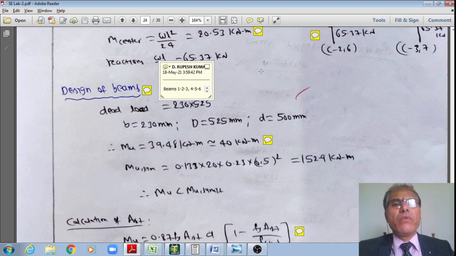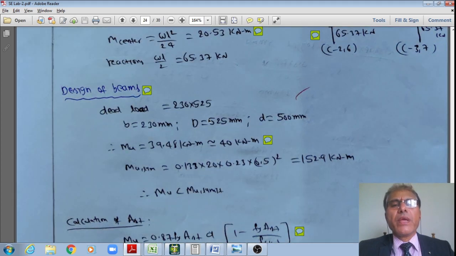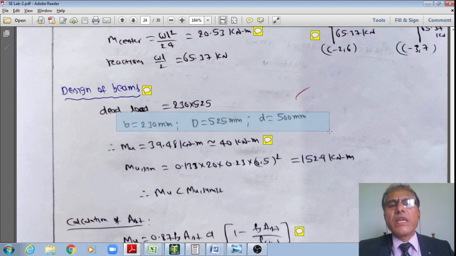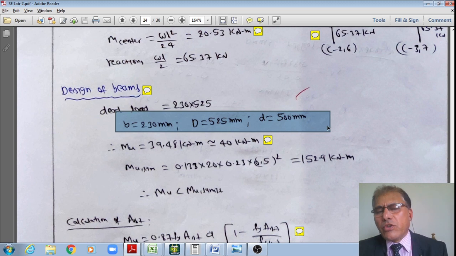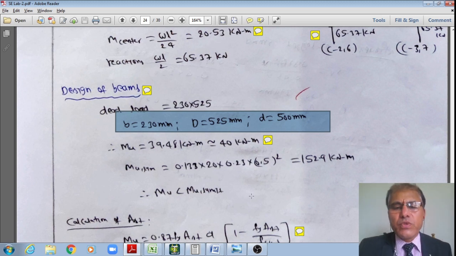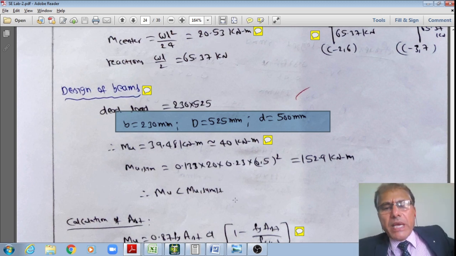Therefore, for the design of these continuous beams 1, 2, 3 or 4, 5, 6, the dead load is already calculated. The size is 230 by 525, and I'm assuming that 25 mm is the effective cover, or actually the clear cover itself is 25, and assuming some 60 mm dia bar.